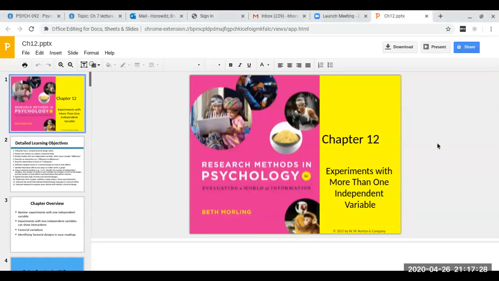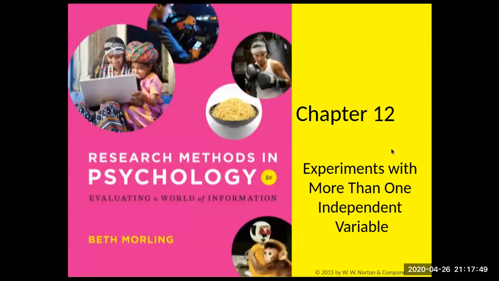Hello again, everybody, and we are going to skip over chapter 11 for the time being, and next week or so, we will get back into chapter 11. Chapter 11, again, as I mentioned in the last lecture, is an extension of chapter 10, which talks about the different threats to internal validity, being as internal validity is the most important validity in a causal claim. Chapter 11 goes into more of the specific types of validity threats.